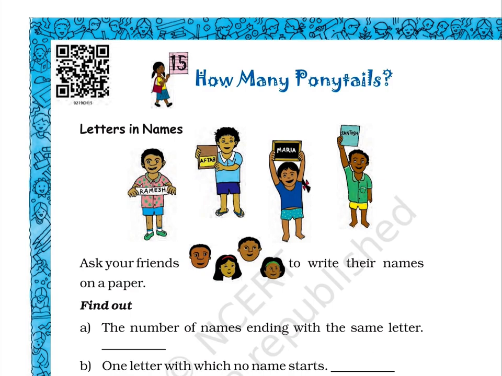Part 1. Letters in names. The picture shows three boys and one girl, each holding a flashcard of their name in their hands. Boy 1. Ramesh. Boy 2. Aftab. Girl 1. Maria. Boy 3. Santosh. Below this picture is written, ask your friends to write their names on a paper.